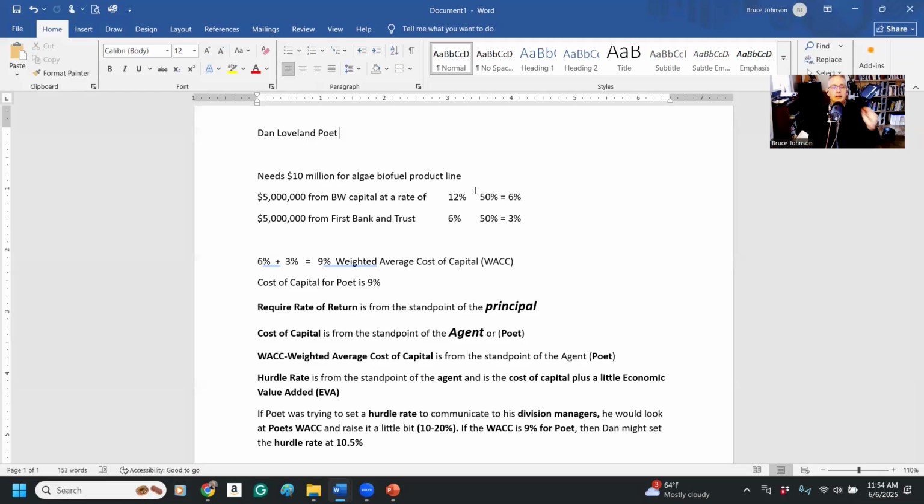Okay, so Dan needs to provide a 9% rate of return to the bank and to Warren when we multiply it times the percentage of capital that we've invested in this. So the weighted average cost of capital is how we determine that amount. So the cost of capital for Dan Loveland or Poet is 9%. He has to provide that rate of return. Now, when Dan goes and does this, what you're contrasting and comparing is, well, how much do we have to provide back to the stockholders and the bank?